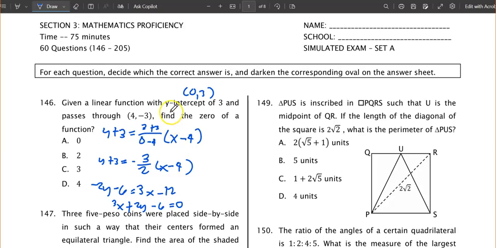And again, to get our x-intercept, we just let y be 0. So if y is 0, we will get 3x equals 6, x equals 2. That is letter B in our choices.